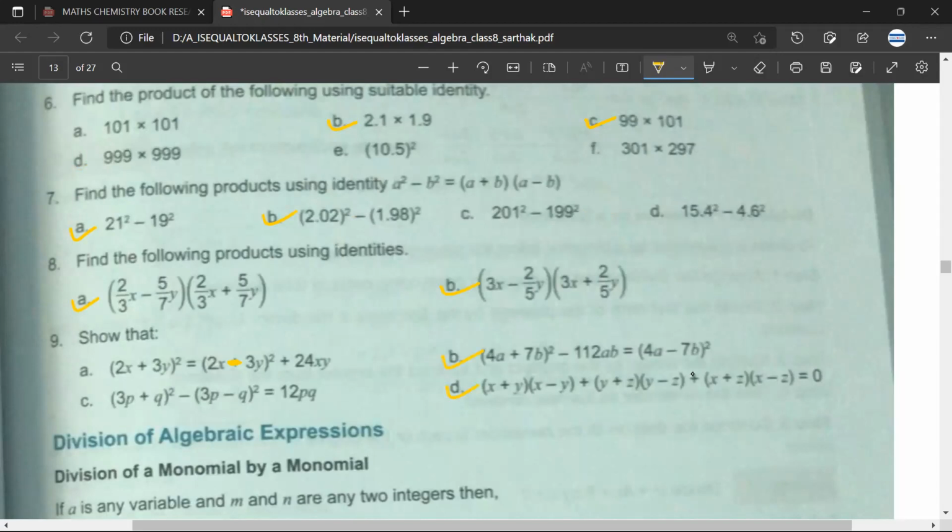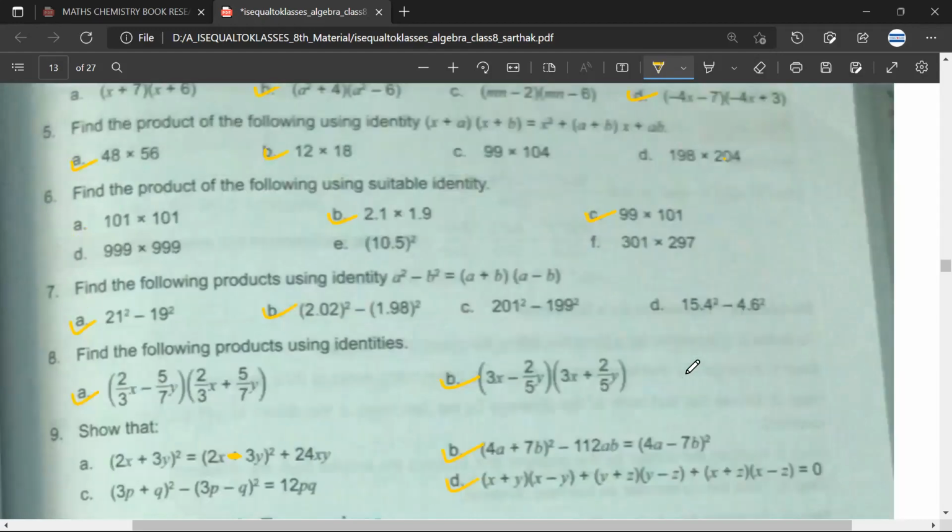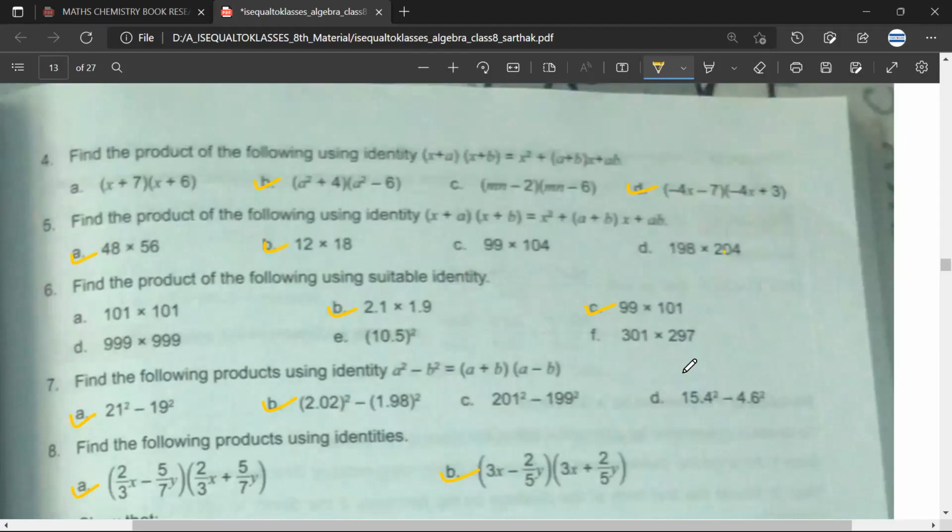Mr. Sarthak, I'll just send you the scan of these questions. Yes. Yeah, just wait for a second. Okay.